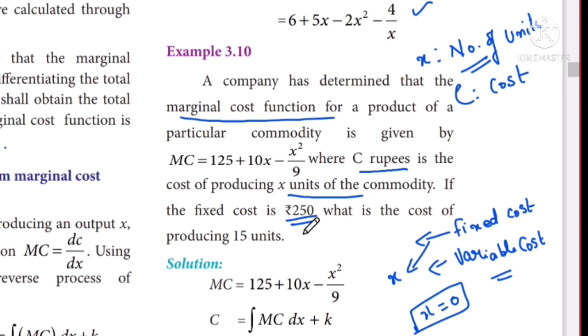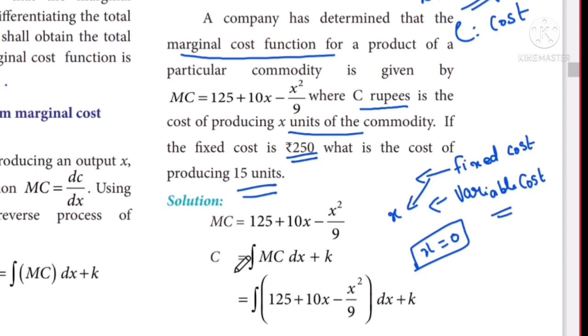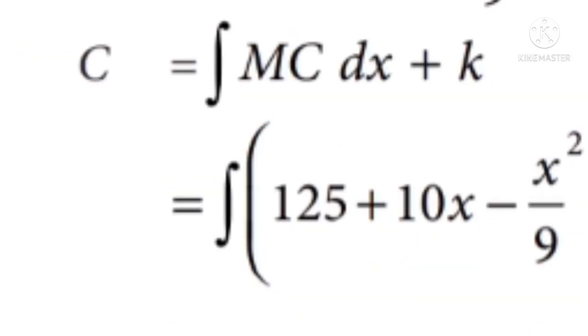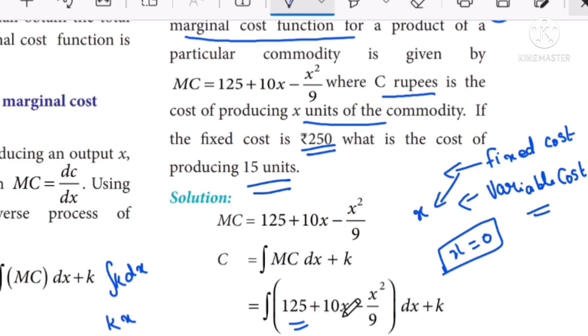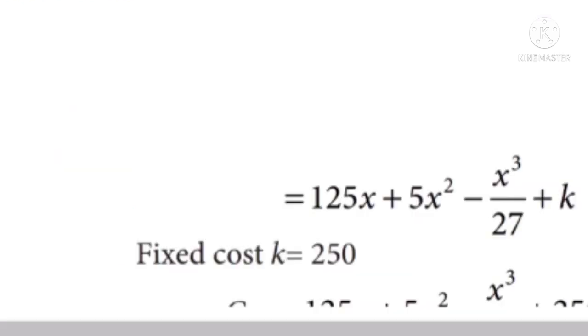What is the cost of producing 15 units? First, marginal cost is given. We have to find the cost. So that means integrate the marginal cost. So you will get integral of 125 plus 10x minus x square by 9, dx. The integration of k dx is kx. So it is 125x plus 10 times x power 2 by 2, minus 1 by 9 times x cube by 3, which gives x cube by 27, plus k.